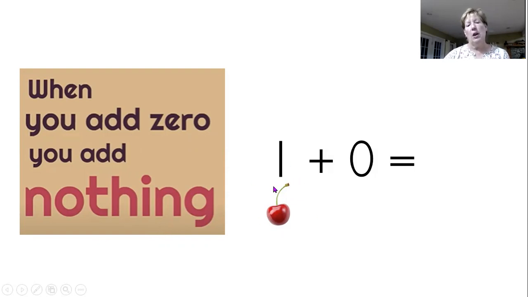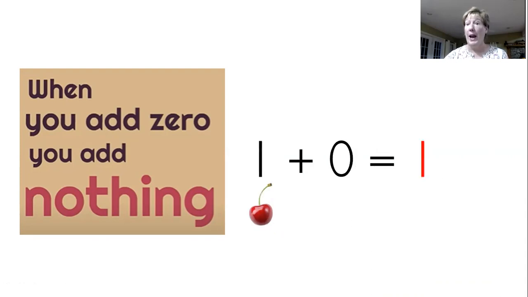So you can see here that I have one cherry. I love cherries. I have one cherry, and I am going to add, here's my add symbol, I'm going to add zero. So if I have one and I'm adding nothing, what do you think I'm going to have for my answer? You're right. We're only still going to have one, because when you add zero, you're adding nothing. We call the answer, it's a fancy math word, we call it the sum, S-U-M. That means the same thing as the answer.